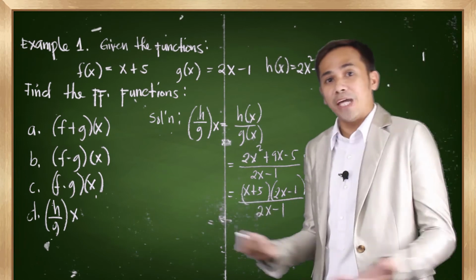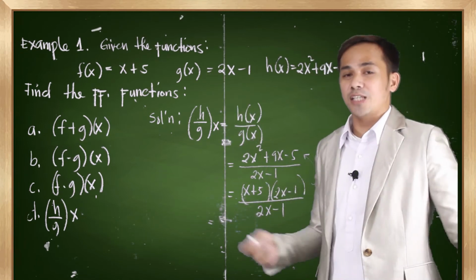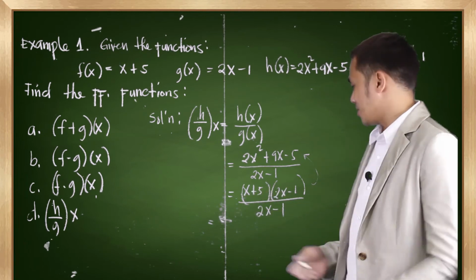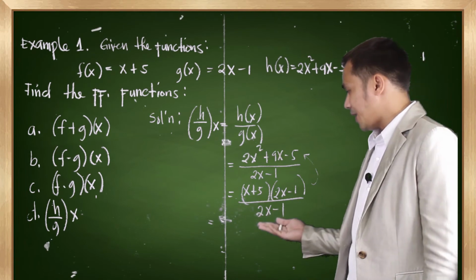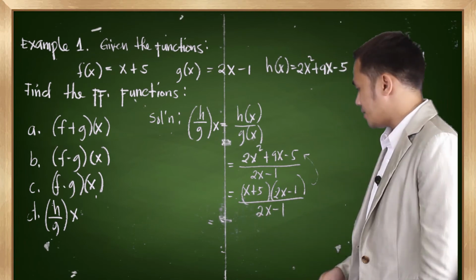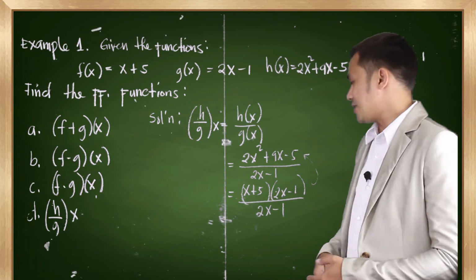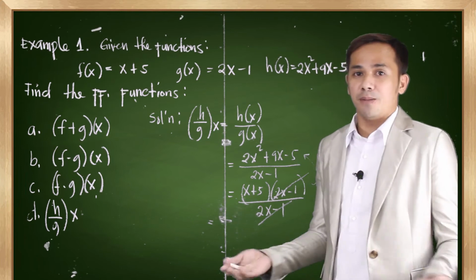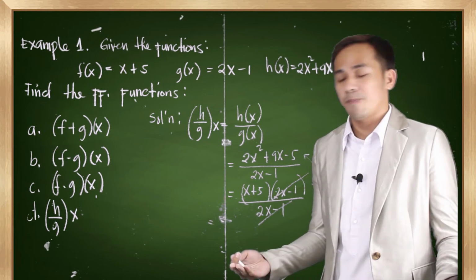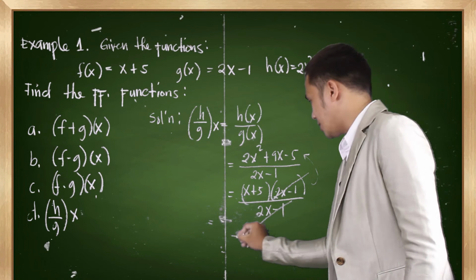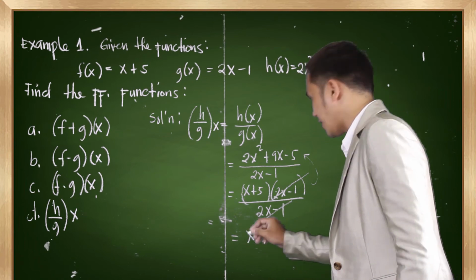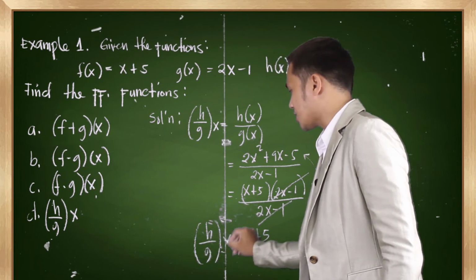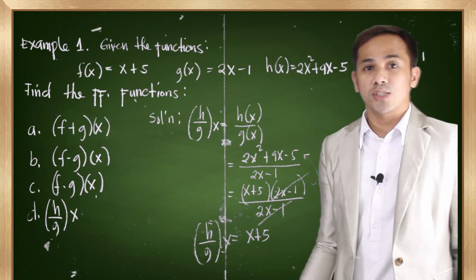Now, can you find the same binomial in the numerator and denominator? Yes, there is. And that binomial is equal to 2x minus 1. And the denominator also has a binomial of 2x minus 1. So therefore, we can figure it out as 1. Since a number divided by the same number is equal to 1. So the remaining expression is x plus 5. So this means that the quotient of the two functions h and g of x is equal to x plus 5.